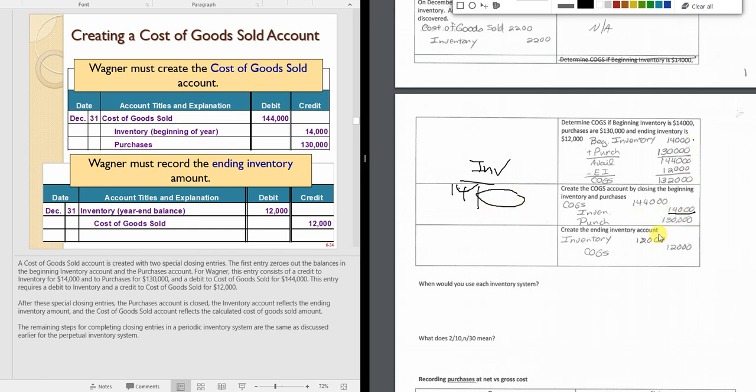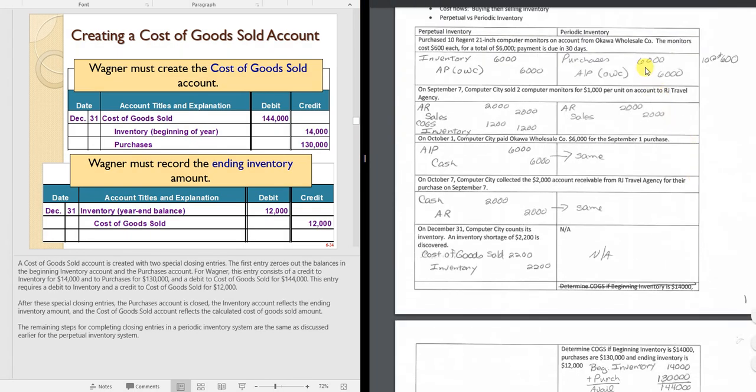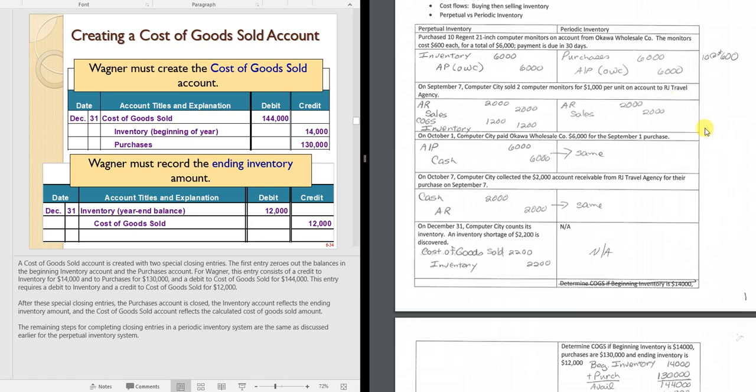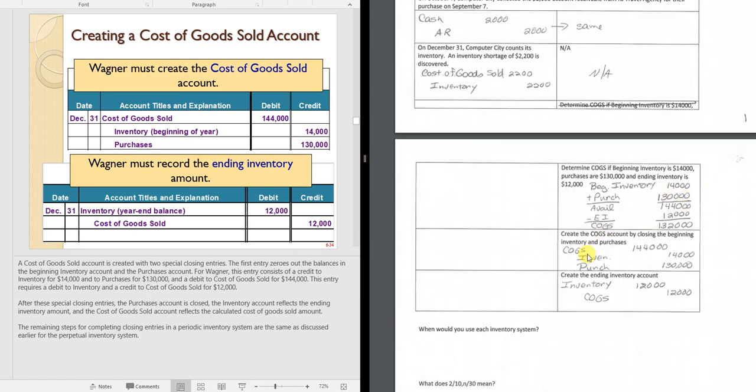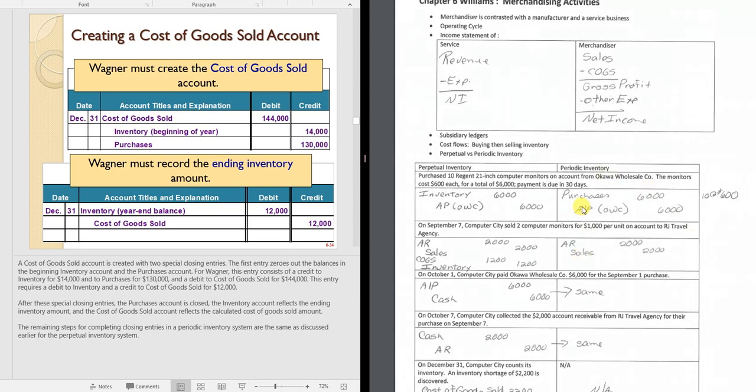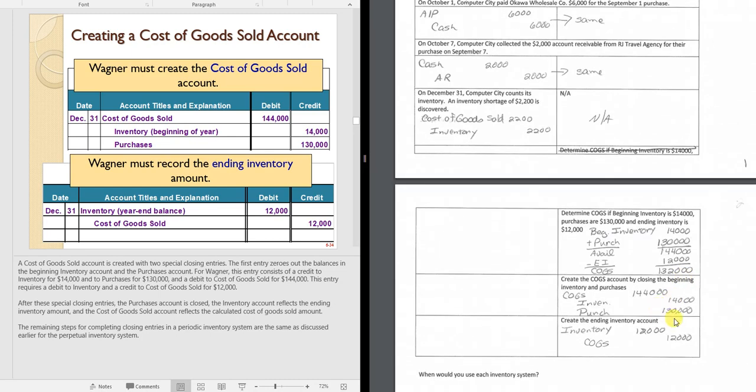Then I have purchases that I've just put in of 130,000. In my particular case, I've only made an entry of 6,000, but this is just one entry the entire year. We've put in 130,000. So I credit purchases. Notice it was a debit up here. So now these 2 accounts are 0 and cost of goods sold has 144,000 in it.